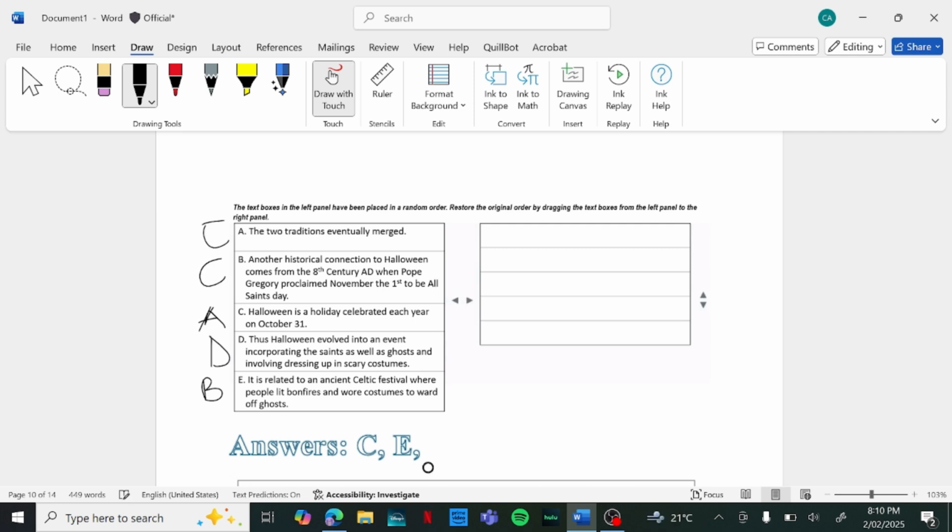So the arrangement here is C, E, B, D, A. That is how this order goes. This is how you're expected to put this together. Let me know if you have any questions in the comments. Now let's move on to the next question type.